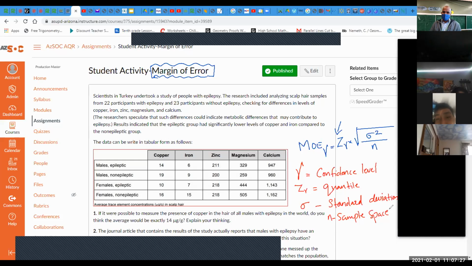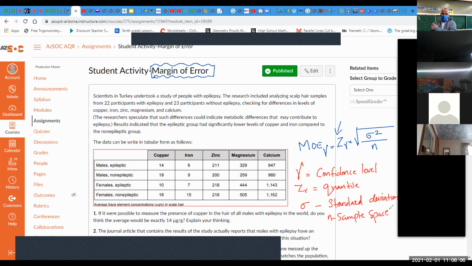This is an easy equation, but you have to figure it out. I am not asking you to memorize it, you practice it, then it will be very easy. To get the margin of error, you have to multiply the quantile with the square root of the quotient of standard deviation and sample space. That is what is called the margin of error. The product of the quantile and the square root of the quotient of standard deviation and the sample space. That is margin of error.